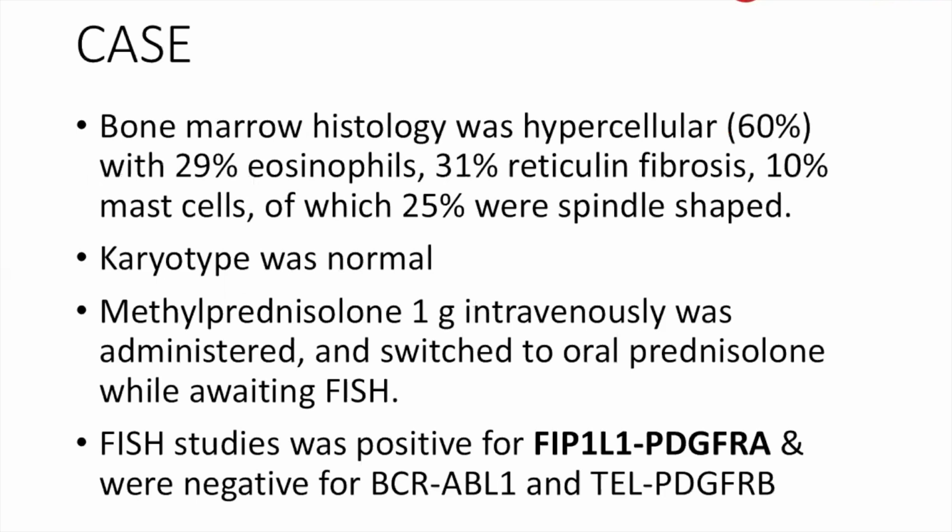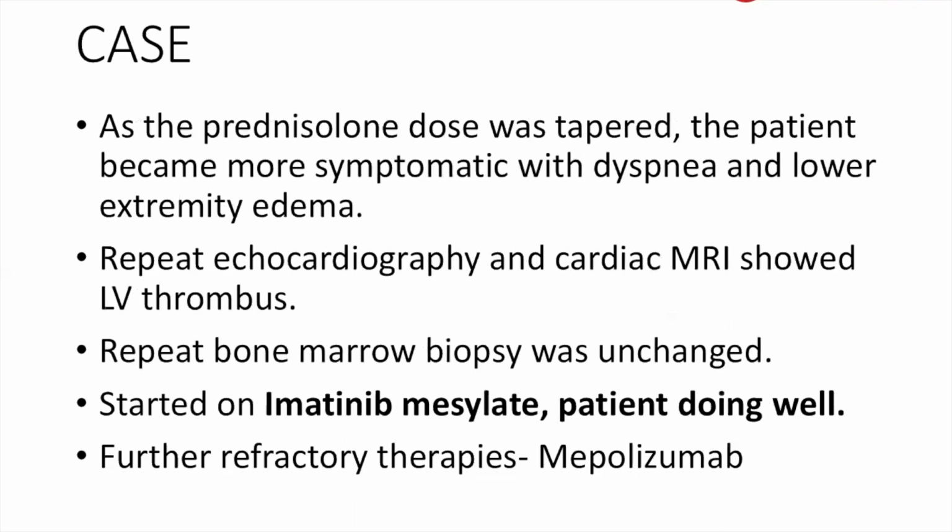So when the bone marrow was done, it was hypercellular with 29% eosinophils, 31% had reticulin fibrosis. Karyotype was normal. Patient was started on methylpred 1 gram intravenously and switched to oral prednisolone and FISH. We were awaiting the FISH reports to come. And FISH came positive for FIP1L1-PDGFRA mutation and was negative for the other mutations. So as the report came, we tapered off the steroid.